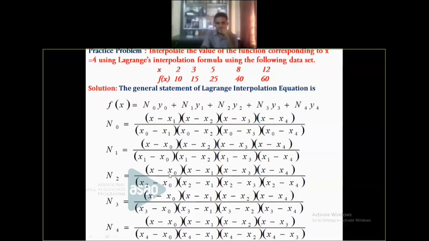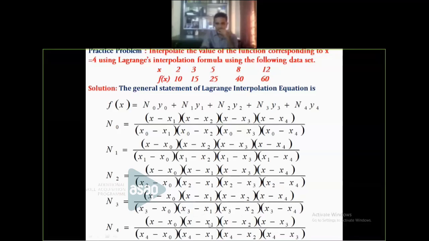Look at N2, the third polynomial. You have (x minus x0), same as before, but x2 doesn't come here. You have (x minus x3) and (x minus x4). The denominator has x2: (x2 minus x0), (x2 minus x1), (x2 minus x3), and (x2 minus x4). Look at N3, the same approach exists here too. (x minus x0), (x minus x1), (x minus x2), you don't see (x minus x3), you get (x minus x4). In the denominator, x3 comes: (x3 minus x0), (x3 minus x1), (x3 minus x2), (x3 minus x4).